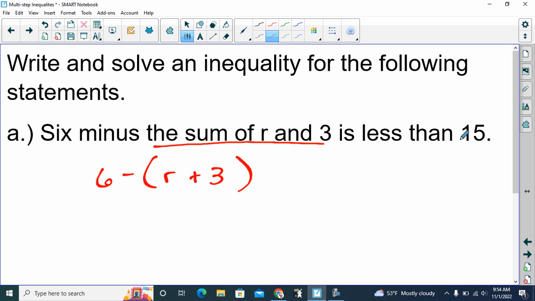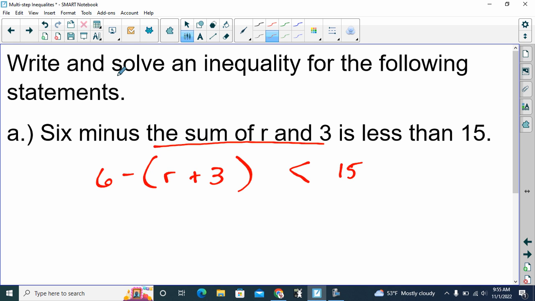Is less than 15. I know sometimes we struggle to remember which one's less than and which one's greater than. If we just think about it, it says this thing is less than 15. 15 needs to be bigger. So remember, the alligator eats the bigger thing, so this is opening up around the 15. So there's our statement written as an inequality: 6 minus, we've got r plus 3 in parentheses, is less than 15.